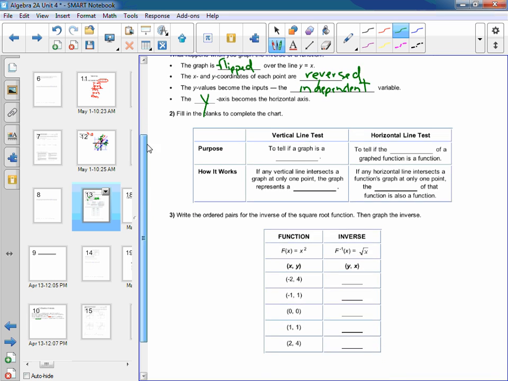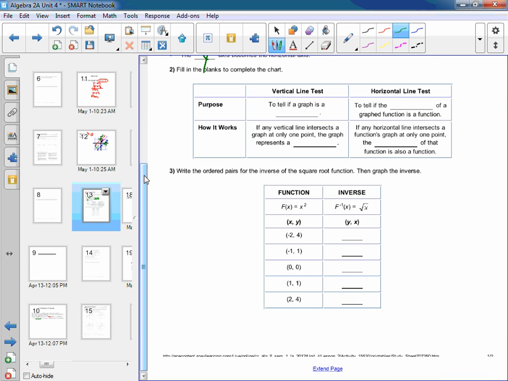Then we talked about understanding that there's a test to see if the inverse is a function from a graph. So if you remember when we talked just about functions, to tell if a regular graph was a function, we would do the vertical line test and look to see, is there ever a point where it crosses in more than one spot, then each input would have more than one output. So the purpose of the vertical line test is to tell if a graph is a function or not. How it works: if any vertical line intersects a graph at only one point, the graph represents a function.